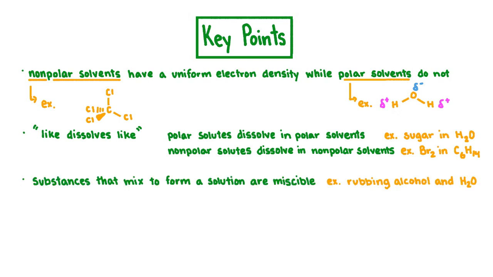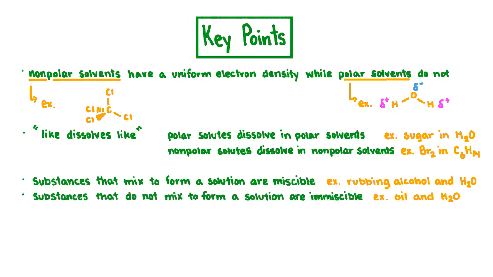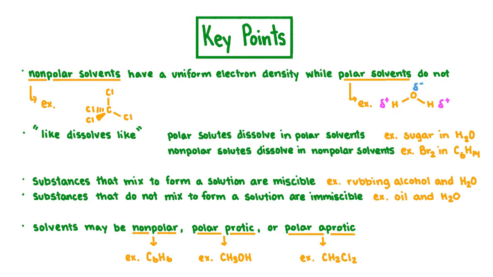Substances, particularly liquids, that mix to form a solution are miscible. Substances that do not mix to form a solution are immiscible. Solvents may be classified as nonpolar, polar protic, or polar aprotic. Polar protic solvents can form hydrogen bonds, while polar aprotic solvents cannot. This is because polar protic solvents contain a hydrogen atom bonded to an oxygen, nitrogen, or fluorine atom.